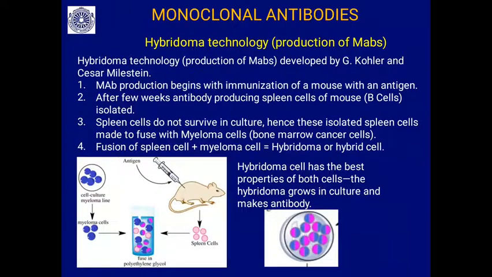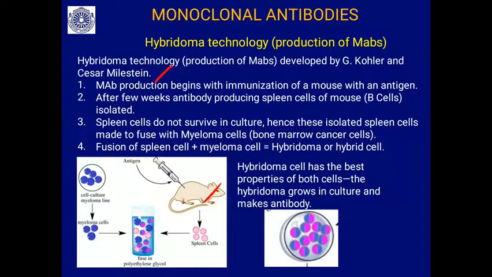So these monoclonal antibodies are produced by hybridoma technology. So what exactly is hybridoma technology? It was developed by Kohler and Milstein. This monoclonal antibody production begins with the immunization of a mouse with an antigen. The first step, the antigen is administered to the mouse. This is called immunization, or administering the antigen to the mouse.